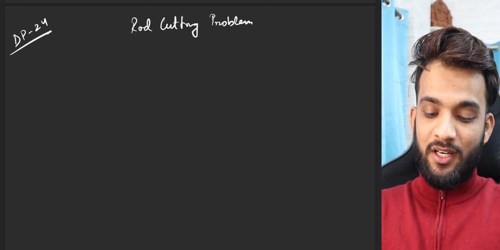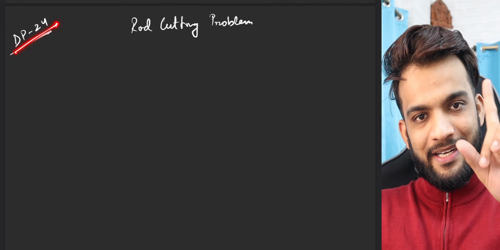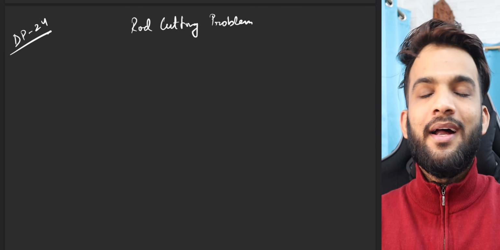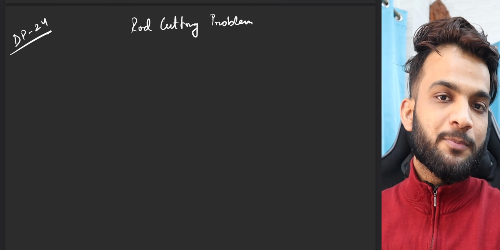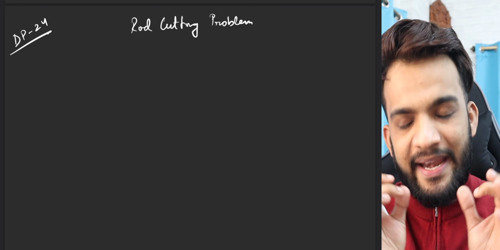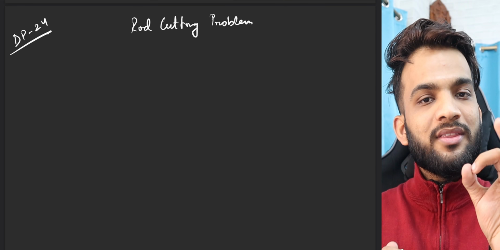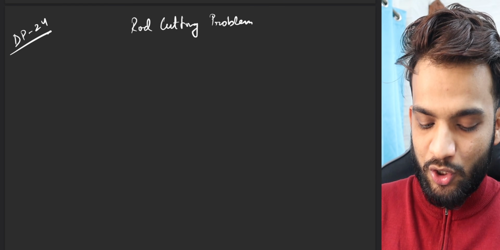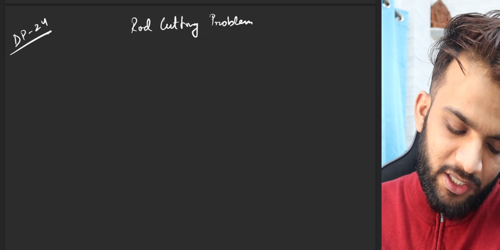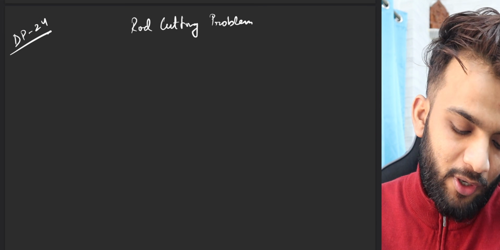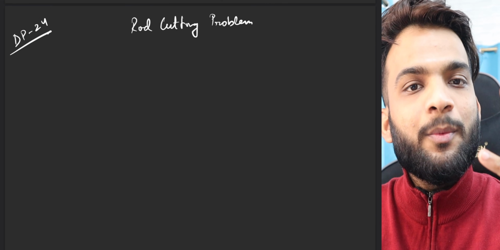Today we will be doing the last problem on the DP on subsequences series, and I'm definitely sure that after doing 11 problems on DP on subsequences, you can solve any problem that is given on DP on subsequences. So today's problem will be the rod cutting problem, and it's the 24th lecture of the ongoing dynamic programming playlist. So what does the problem state?